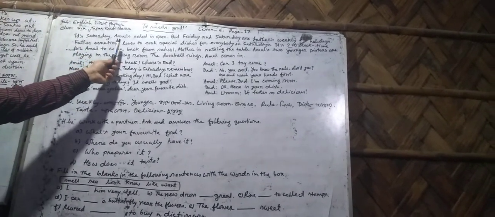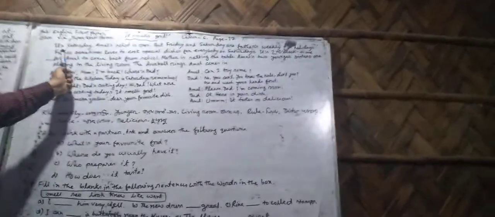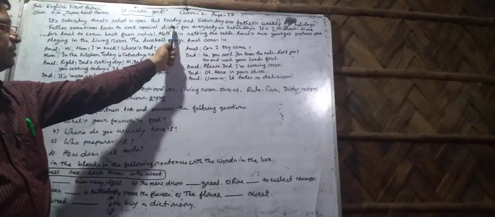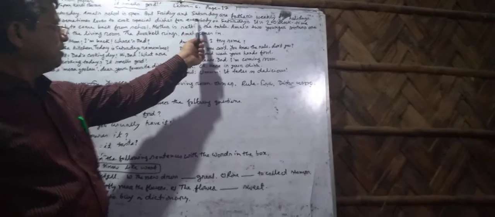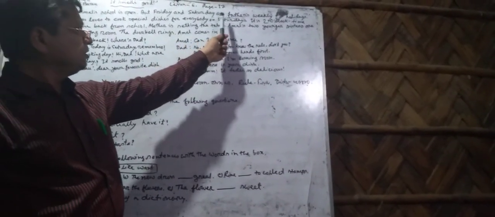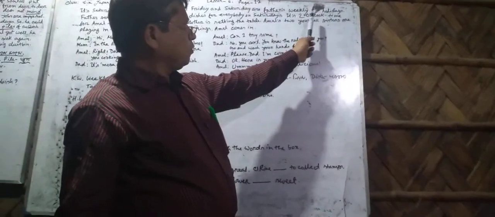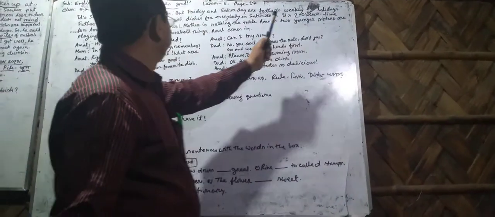Father sometimes loves to cook. Baba majhe majhe ranna korte bhalobashen. Special dishes, bishesh khabar for everybody, prottekere jonno on Saturdays, shonibarer din. It is 2 o'clock time, ekhon duitar shomoy for Amol to come back from school. Amol school theke phire ashbe duitar shomoy.